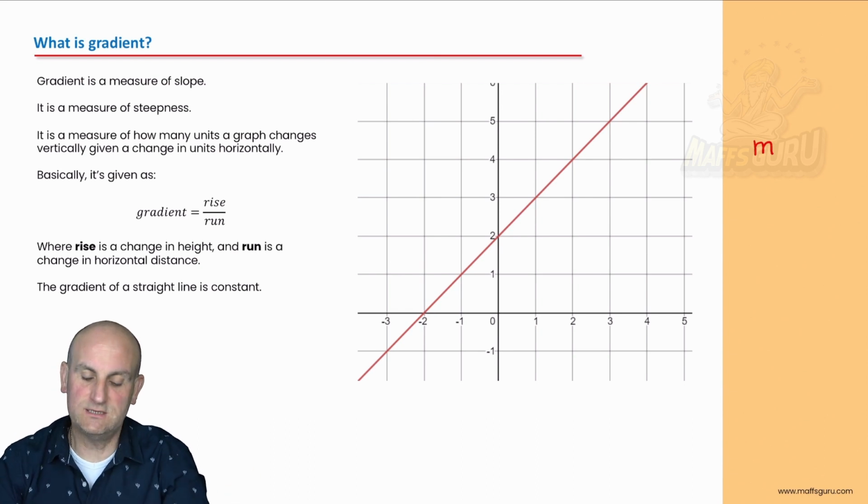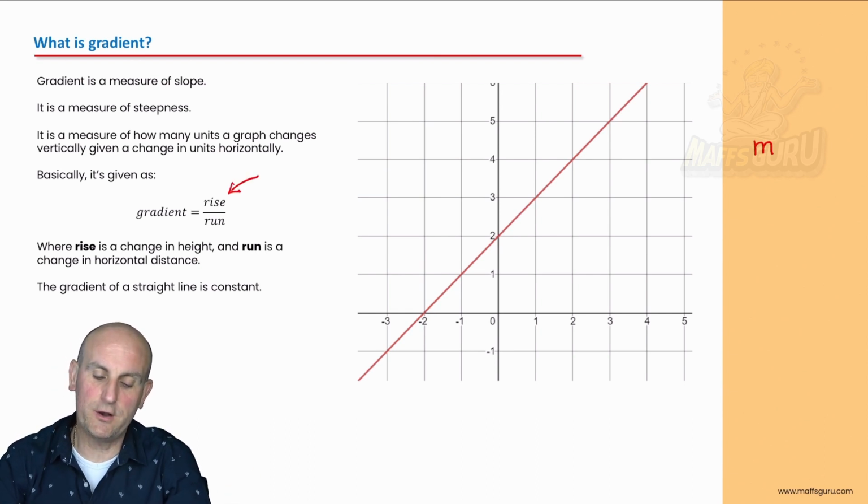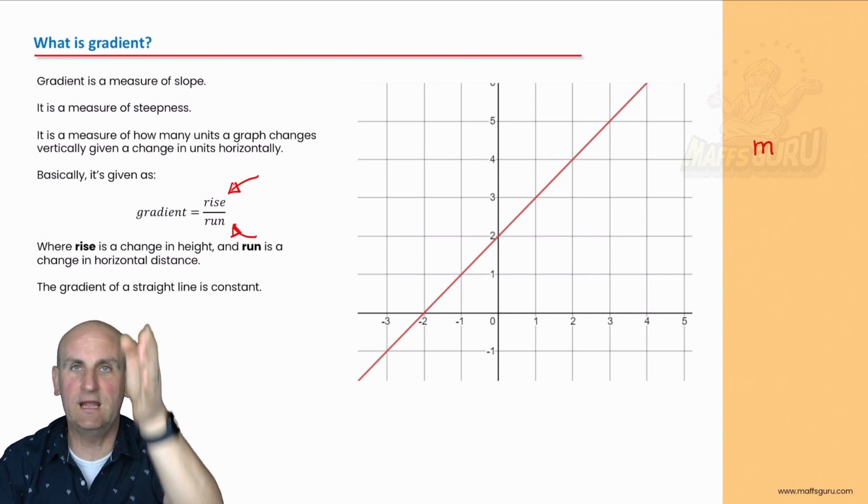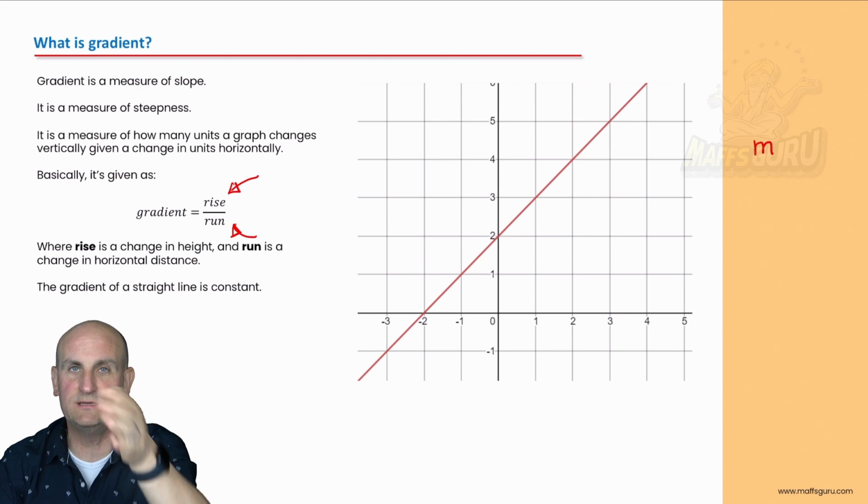I just use this as an idea that the gradient is rise divided by run. All right, some vertical change in height divided by some horizontal change.